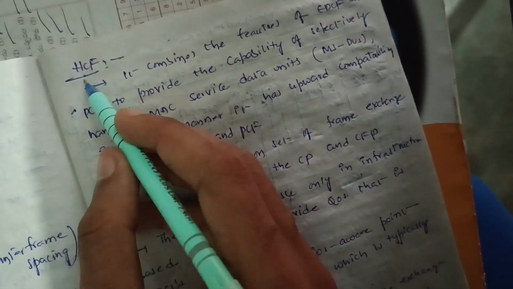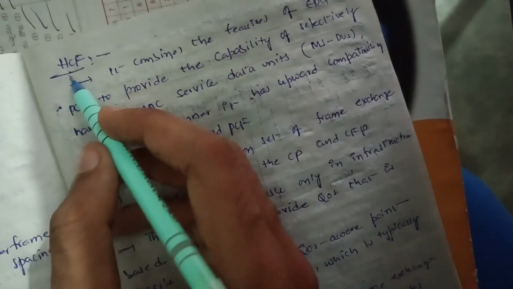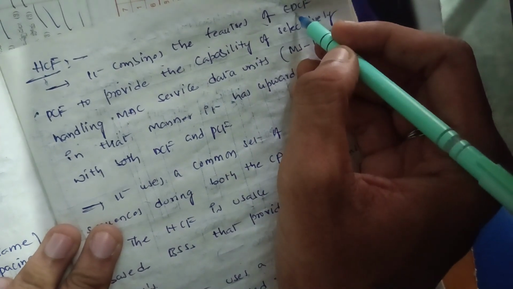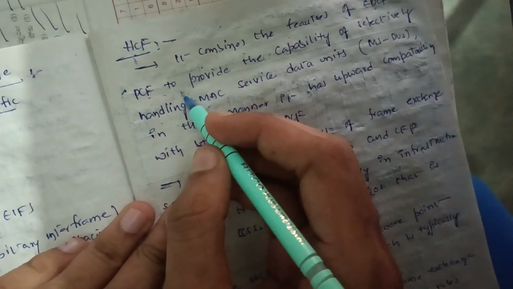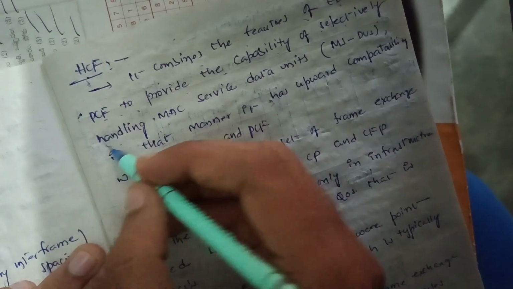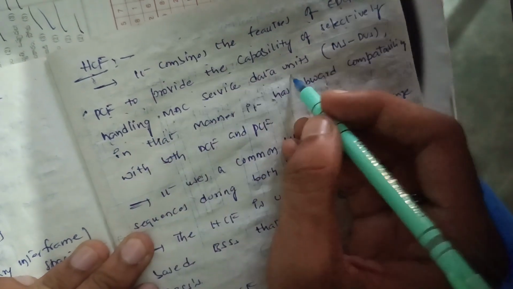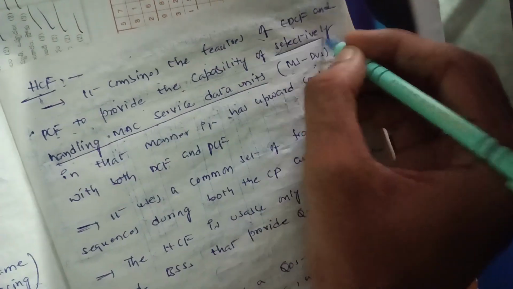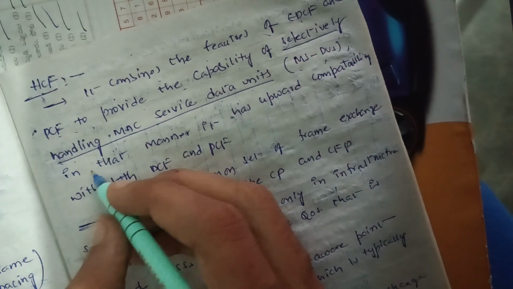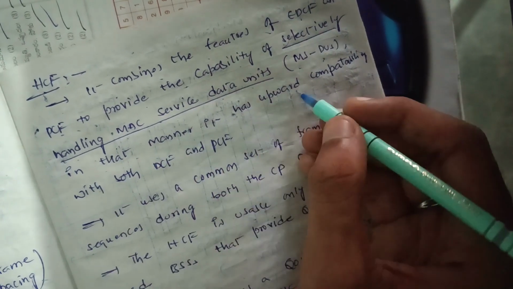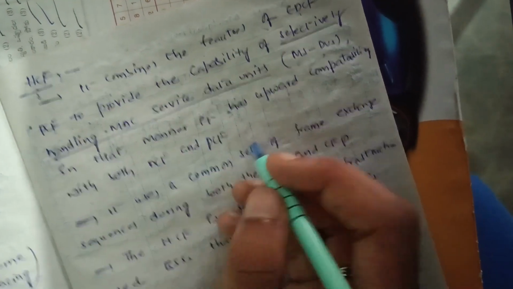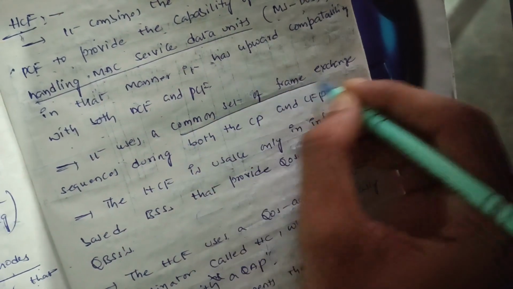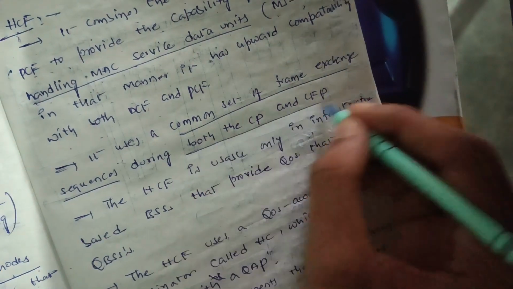Now HCF. HCF is the hybrid coordination function. It combines the features of enhanced distributed coordination function and point coordination function to provide the capability of selectively handling MAC service data units, MSDUs. In that manner, it has backward compatibility with both DCF and PCF. It uses a common set of frame exchange sequences during both the CP and the CFP.